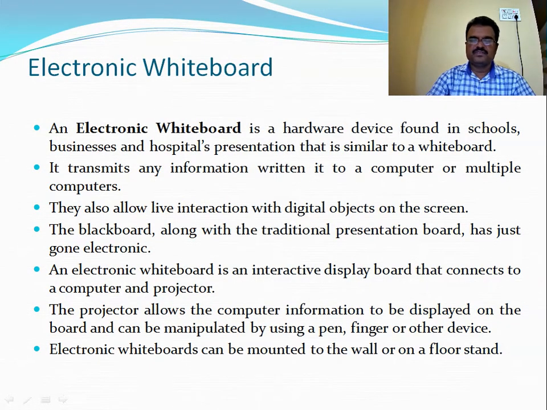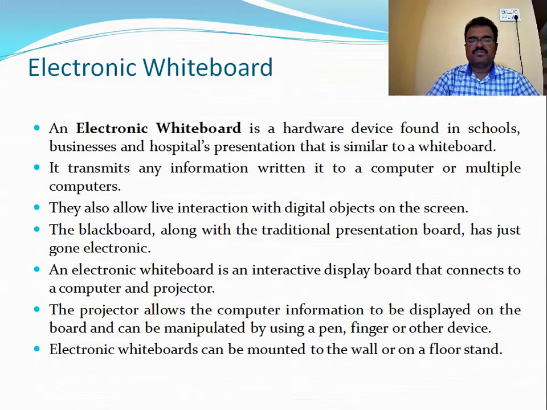Next one, electronic whiteboard. This is a great advent in the classroom environment. So what is this? An electronic whiteboard is a hardware device found in schools, businesses and also hospitals for presentation that is similar to a whiteboard. The electronic whiteboard transmits any information written on it to a computer or multiple computers. They also allow live interaction with the digital objects on the screen. The blackboard, along with the traditional presentation board, has just gone electronic now. An electronic whiteboard is an interactive display board connected to a computer and a projector. The projector allows the computer information to be displayed on the board and can be manipulated using a pen, finger, or other device.